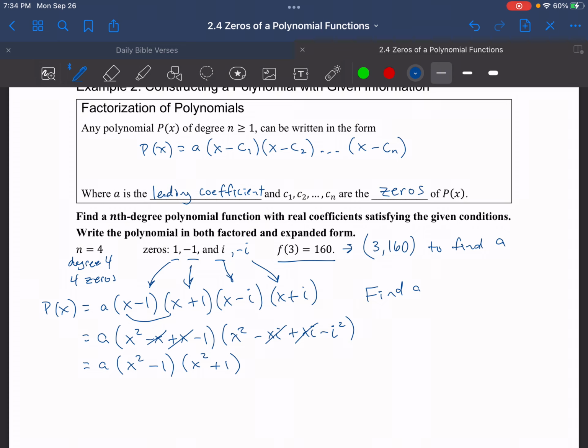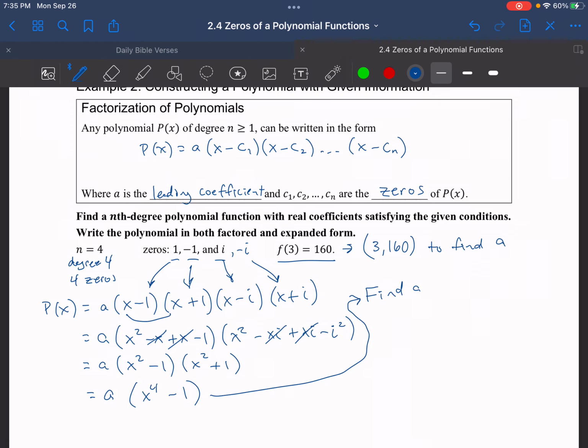Then we can go ahead and multiply those two together, and you get A times x to the 4th, and you get a minus x squared and a plus x squared, and then you get a minus 1. So the minus x squared and the plus x squared cancel, and you get x to the 4th minus 1. If you don't see that, then try doing the term by term multiplication, and you'll see that it will all cancel out.